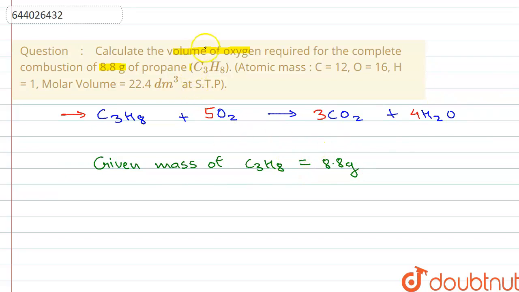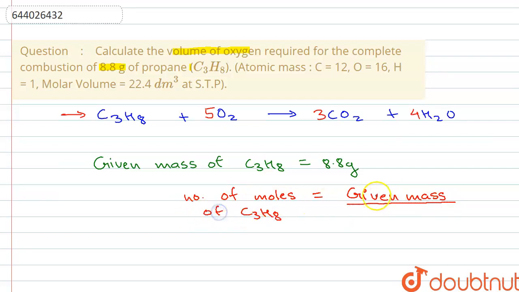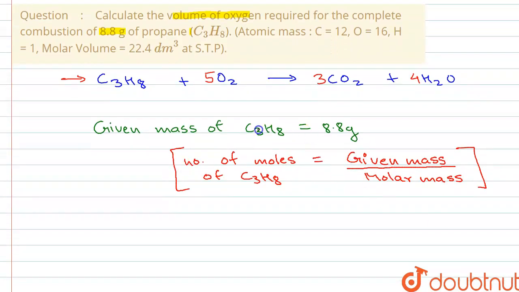So for calculating the volume of oxygen, we will first calculate the number of moles of propane. The number of moles can be calculated by this formula, that is given mass upon molar mass. So we will calculate the number of moles of C3H8. Given mass upon molar mass is the formula for the calculation of number of moles. Now we have the given mass of propane, so we will have to calculate the molar mass.